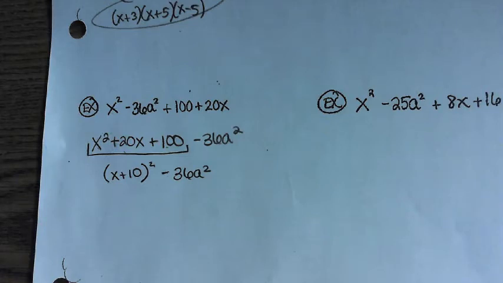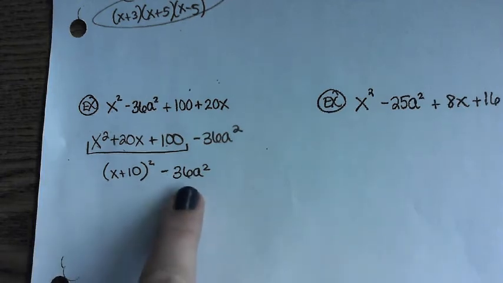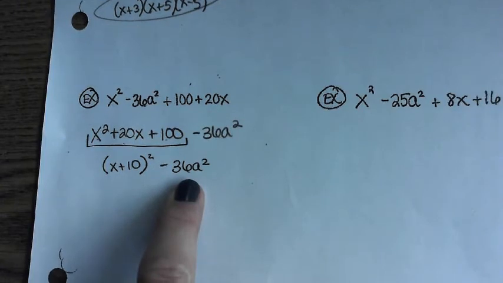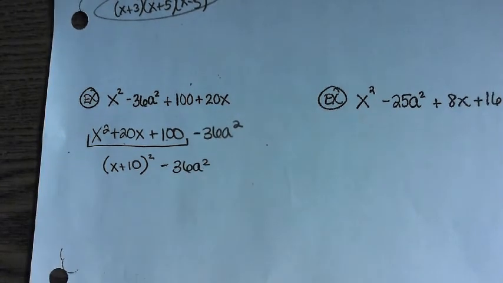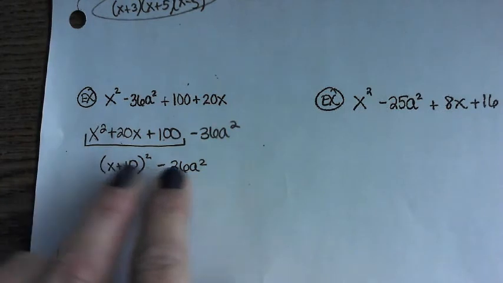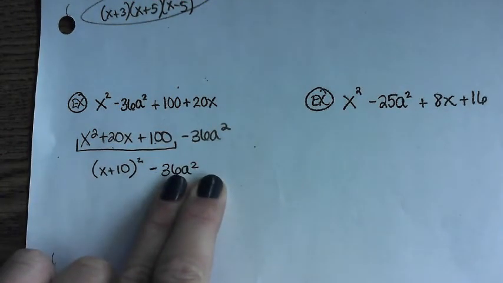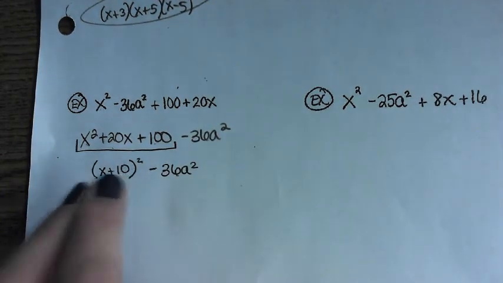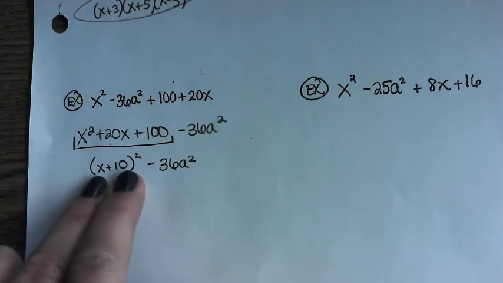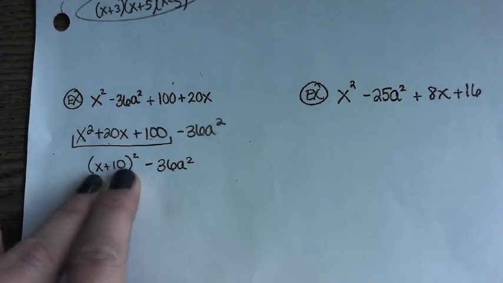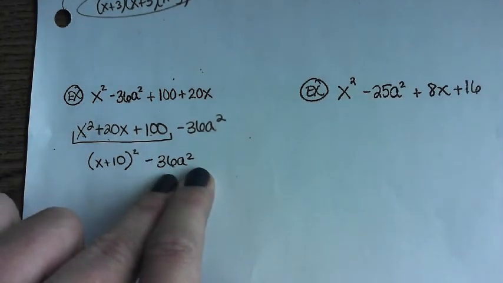Who wants to help fine-tune that? Georgia, what were you seeing? Is it the difference of perfect squares? When you look at this, you have to get your mind to see that there are 2 terms here. We've got our first term and we have our second term, and it's the difference between them, and they're both perfect squares. The square root of this is x plus 10. The square root of that is 6a.